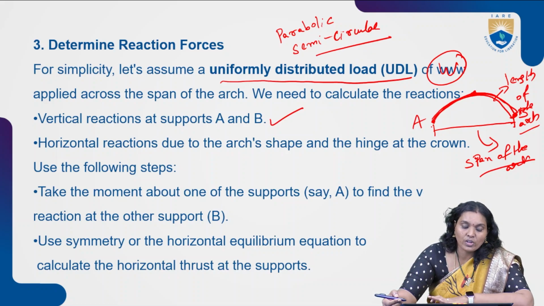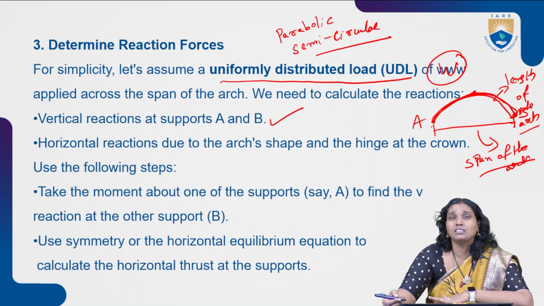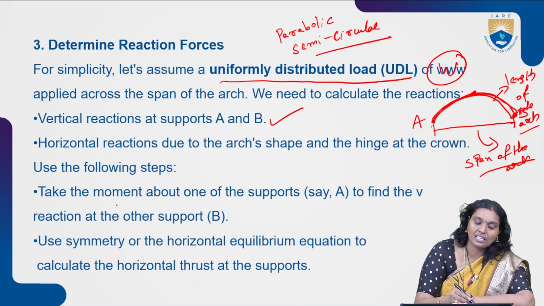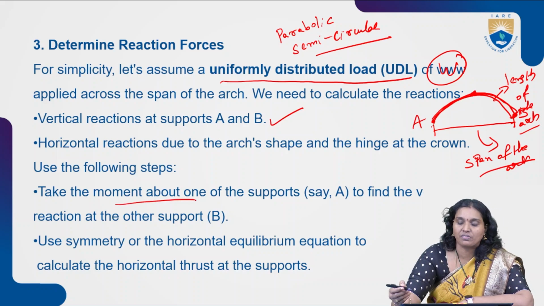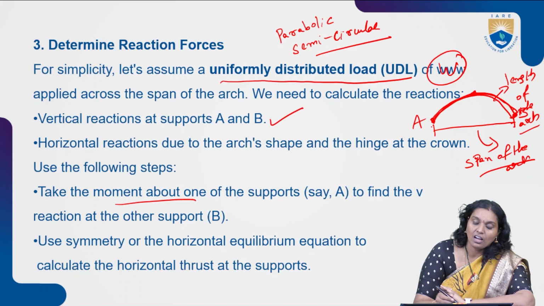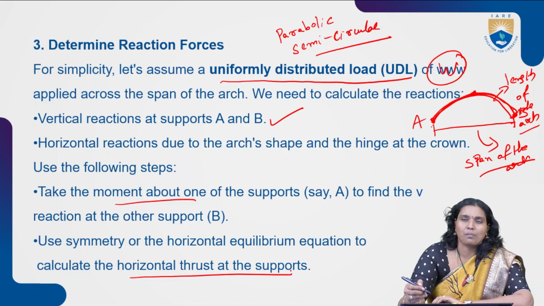We use the following steps for identifying the various reactions. First, we consider the moment about one of the supports, for example A, to find the vertical reaction at support B, and then use symmetry or the horizontal equilibrium equation to calculate the horizontal thrust at the support. Like this, we are going to find the reactions.